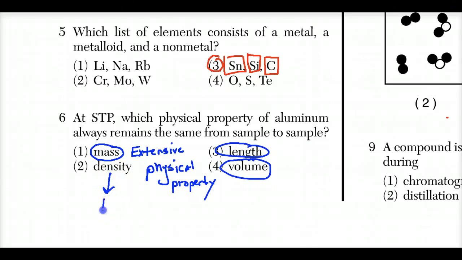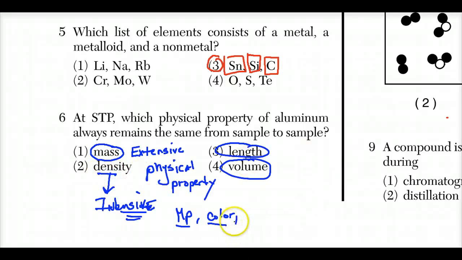Density, we call that an intensive physical property. Intensive physical property, and that of course is independent of the size of the sample. Other intensive physical properties could be melting point, color, okay? Color does not depend on the size of the sample. So density, classic intensive versus extensive property question.